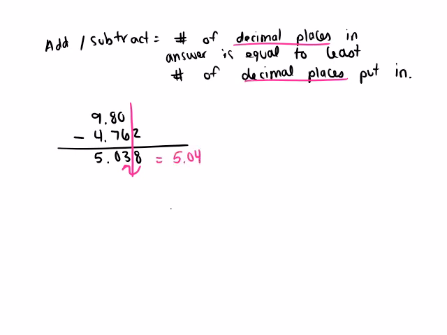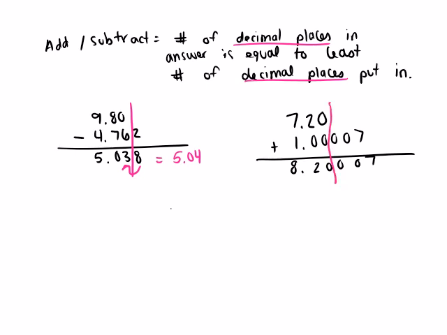All right, so if I have 7.20 plus 1.00007, add it up just like normal. Then when it comes to rounding, we look at decimal places. So that would be here. So my final answer would be 8.20.